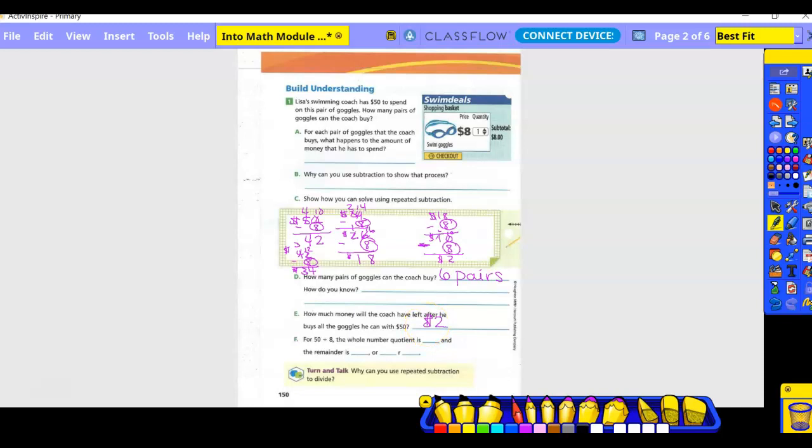For 50 divided by 8, the whole number quotient is 6, so how many pairs can he buy? 6. And the remainder is, there was $2 left, right? So that would be written as 6 remainder 2. And our 6 remainder 2 would be like what we would represent when we do it in the house, right? Okay, we put the dividend in the house and the divisor on the outside.